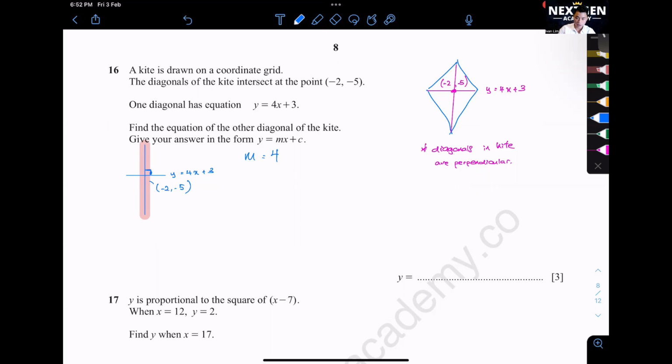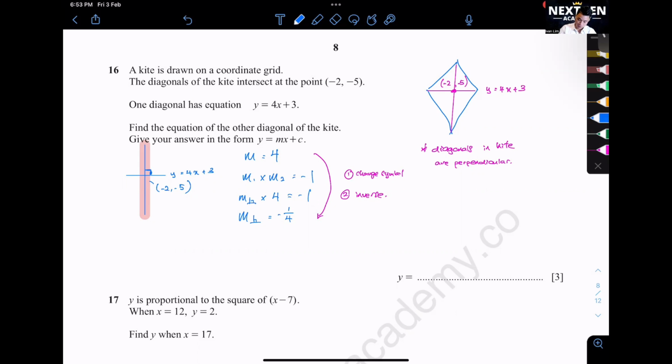You can either use a formula or the shortcut way that I taught you. The formula is m1 times m2 equals -1. So m1 times 4 equals -1, and your perpendicular m equals -1/4. You don't have to write this working actually. The shortcut is step 1, change your sign, positive to negative, negative to positive, then inverse the value.